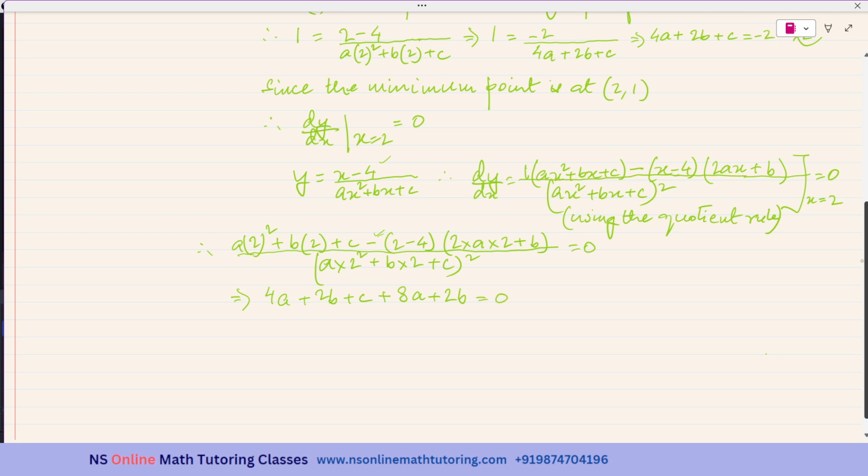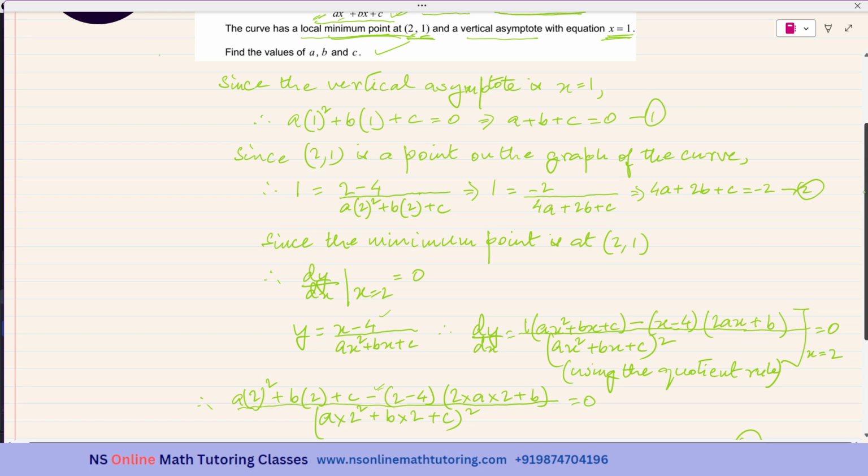This should be equal to 0, and 4a plus 8a is 12a, 2b plus 2b is 4b, plus c equal to 0. This is our third equation. Okay. And of course you can solve these three equations using the traditional simultaneous equation solving method, or else you can use the row reduction method, your choice.